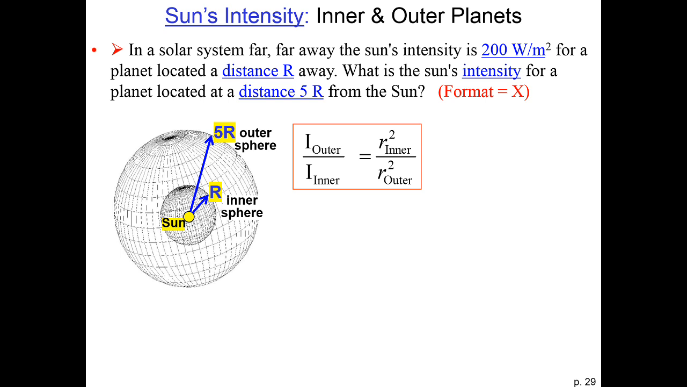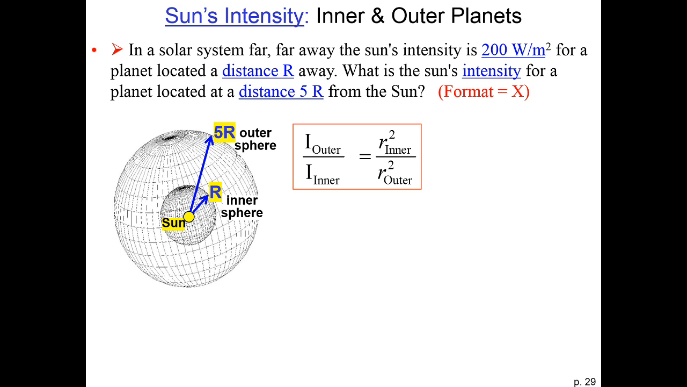So in the problem here, we have a planet with an intensity of 200 watts per square meter, and we want to know what the intensity is at a planet that is 5 times further away. So the distance of the inner planet is r, and the outer planet is 5r. So yeah, it's 5 times further away.